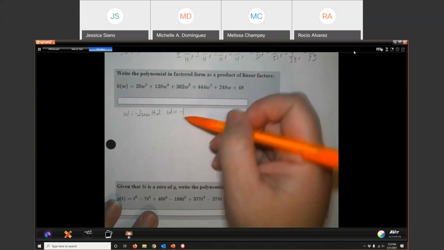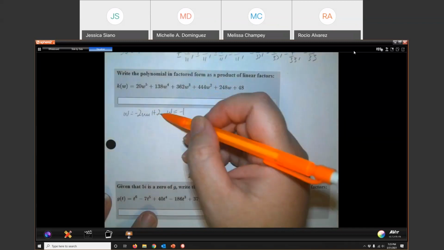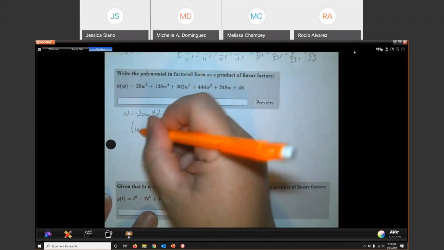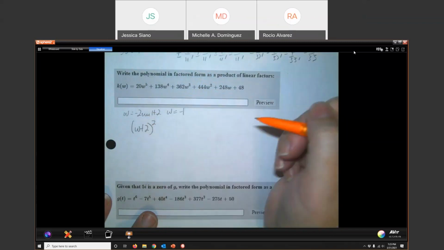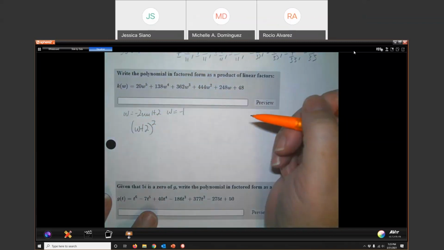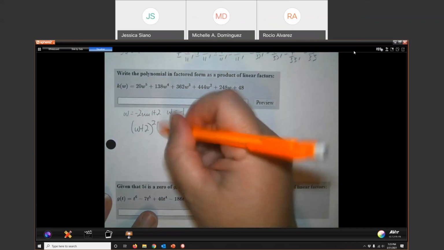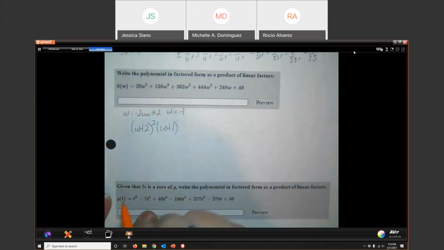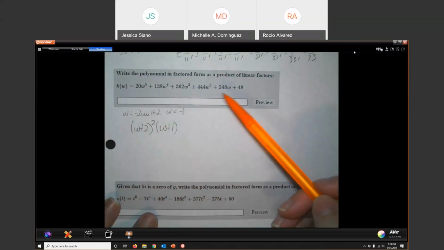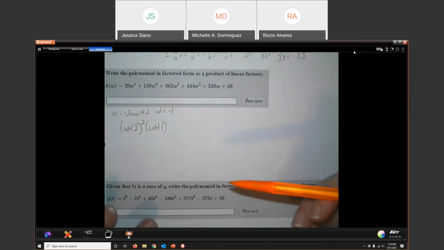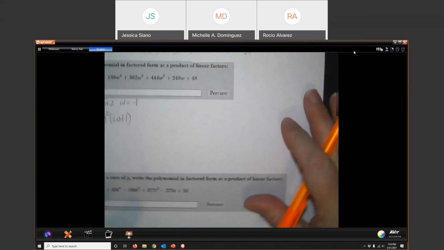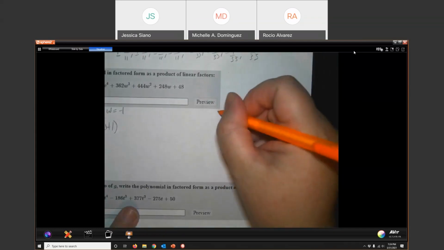And so if I was turning these into factors, w equals -2 with a multiplicity of 2 would be a factor of w plus 2 and then squared. W equals -1 would be a factor of w plus 1. Now, to find my other factors, I'm going to take the roots that I have and use synthetic division to divide them out and try to make this polynomial smaller into something that I could maybe work with a little more easily. So I'm going to move over here and we're going to do our synthetic division.